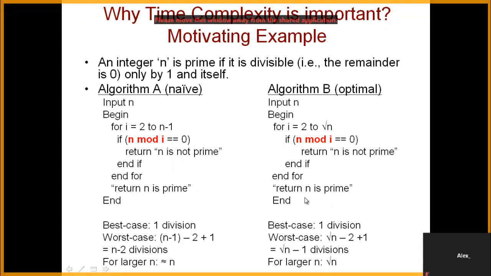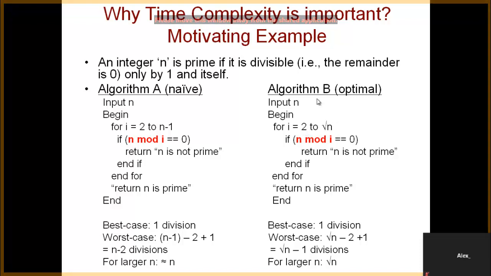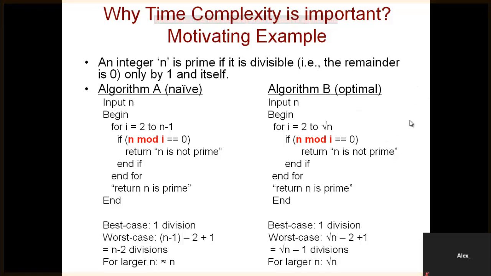The other algorithm is there's a math property that if you want to find whether an integer is prime or not, you don't have to go from 2 all the way to n minus 1. Just check from 2 to square root of n. If no integer in this range can divide n, then n is actually prime. And if any integer in this range from 2 to square root of n can divide n and the remainder is 0, we can say n is not prime.